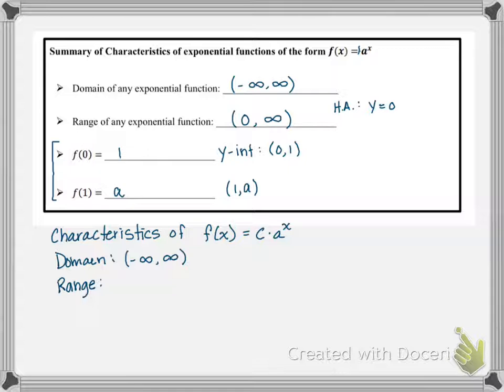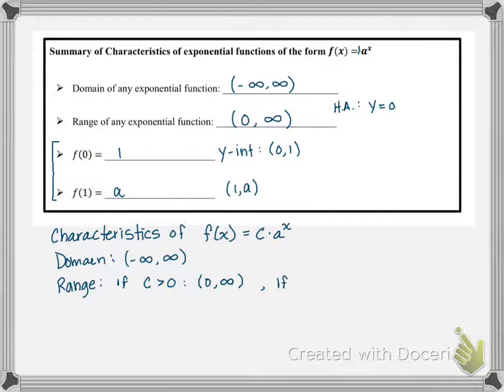So if I multiply by some constant, can that get me below the x-axis? No. That is sort of true, as long as c is positive, right? So as long as c is positive, all those positive values that I got for my output are going to stay positive. So if c is positive, then my range is still 0 to infinity.